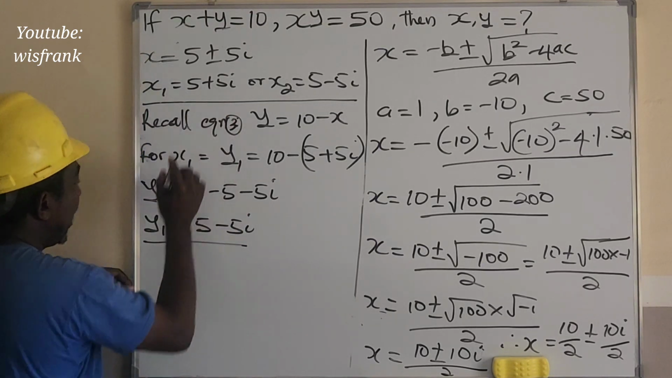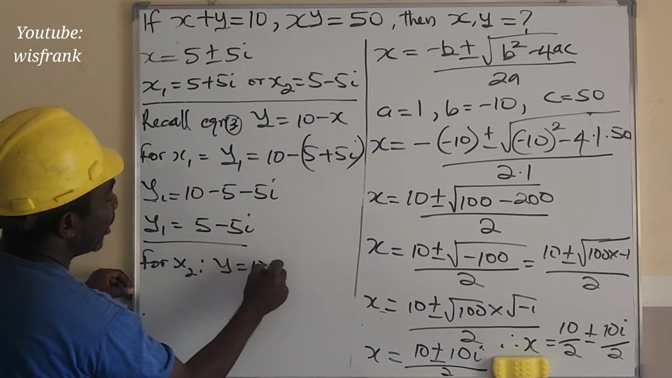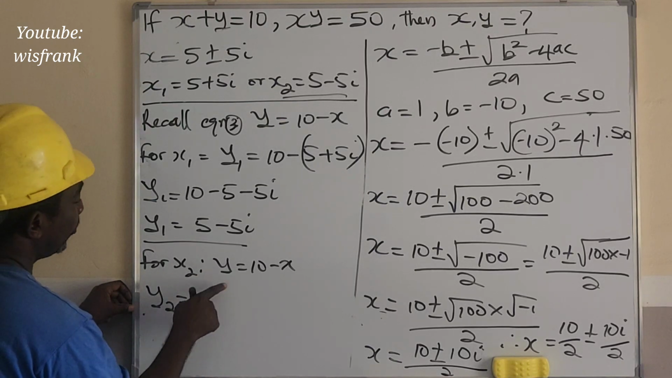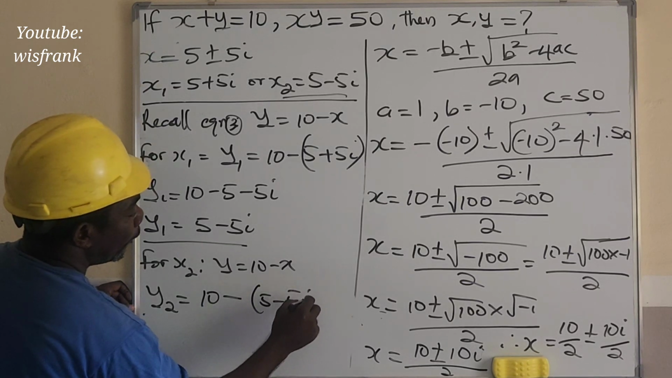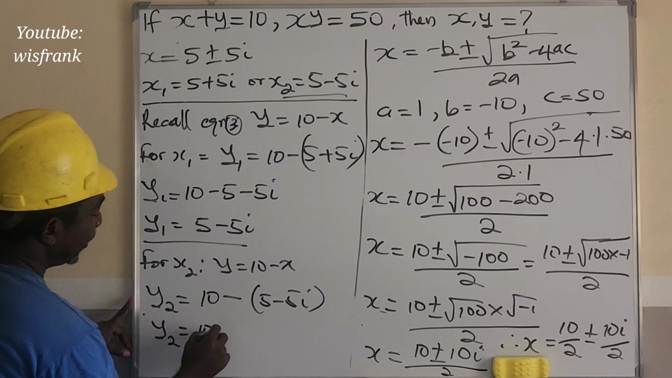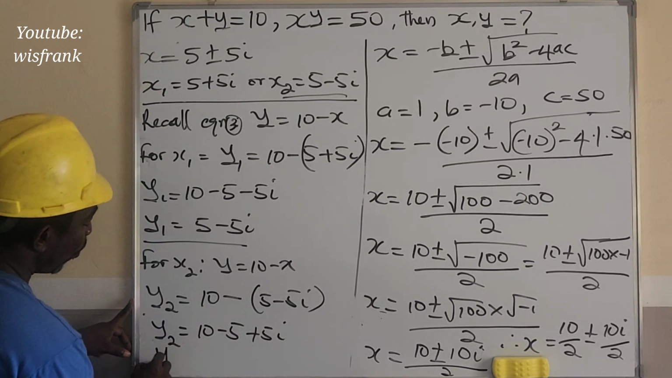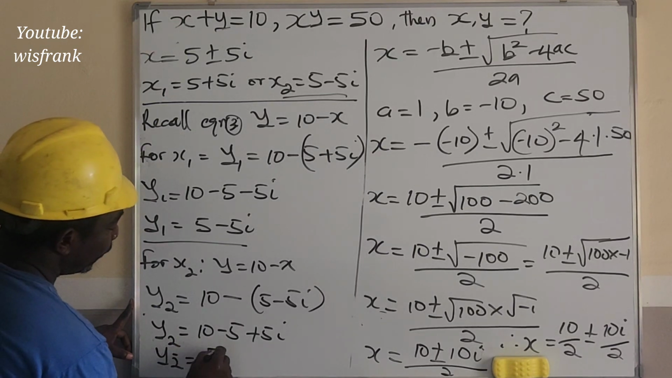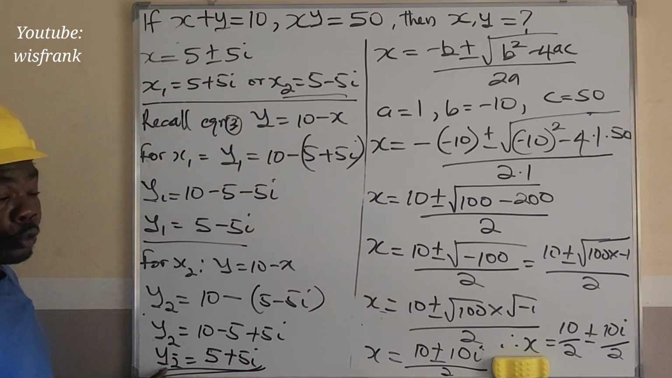And for x2, we have the value of y equals 10 minus x. Then y2 becomes 10 minus (5 minus 5i). Expanding this, y2 equals 10 minus 5 plus 5i. So y2 equals 10 minus 5, which is 5, plus 5i. So this is the value of y2 that we have.